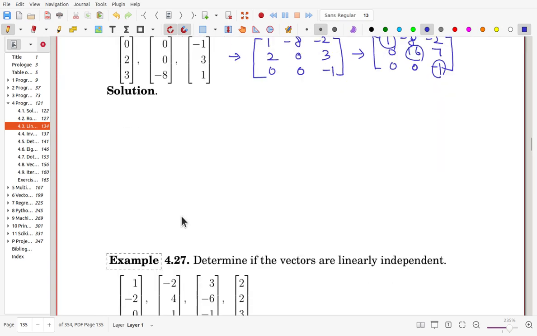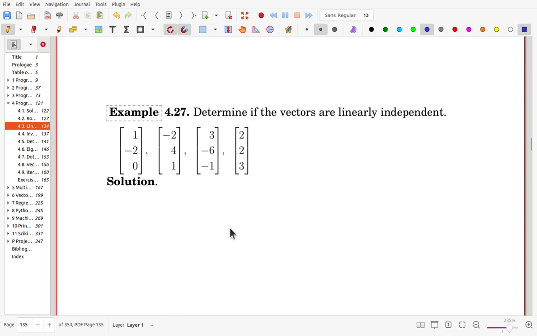Okay? Okay, here, determine if the vectors are linearly independent. Exactly the same way we can do that. Now, look at these 4 vectors as a matrix. Then we apply elementary row operations, 1 minus 2 and 3 2. So the purpose is to find the pivot positions.